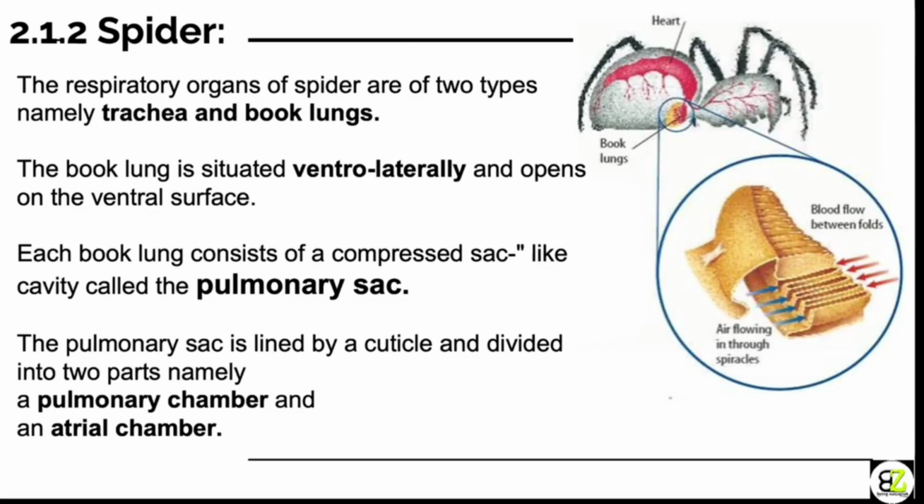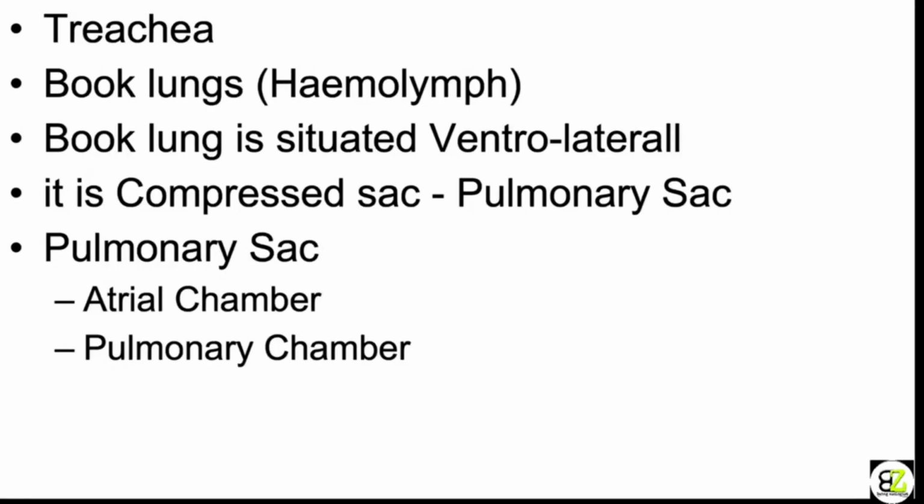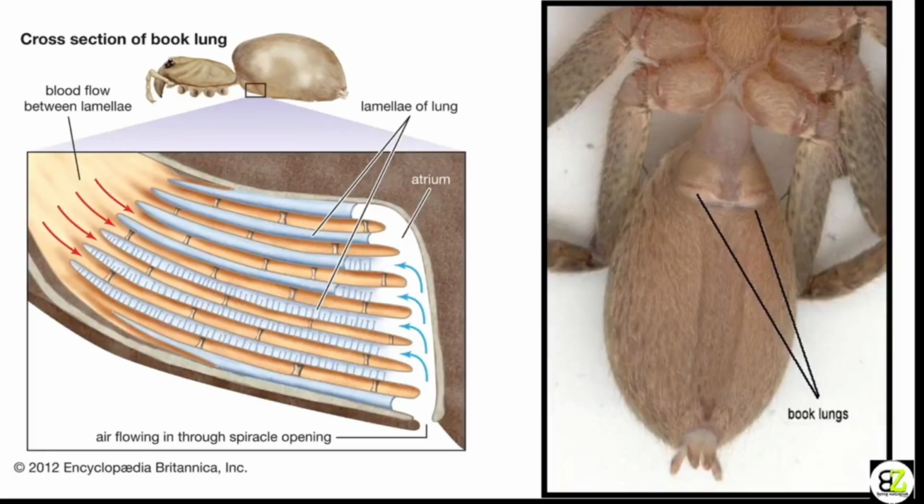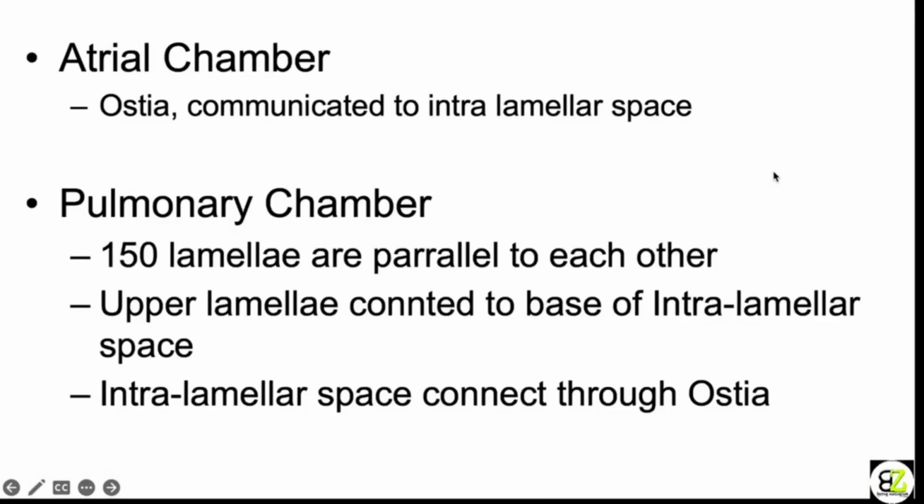Then we saw the pulmonary respiration, the respiration which takes place with the help of lungs, which are called book lungs in case of spiders, right? Many arthropods show this kind of respiration, in which the main respiratory organs are trachea and the book lungs. Some pulmonary sac is also there. Pulmonary chamber and atrial chamber are distributed in that pulmonary sac, right? So this is the diagram. You can see the location over here where exactly the book lungs are there, right?